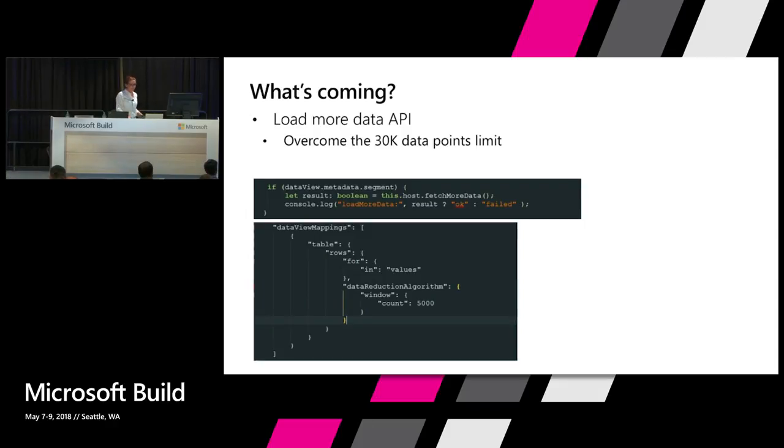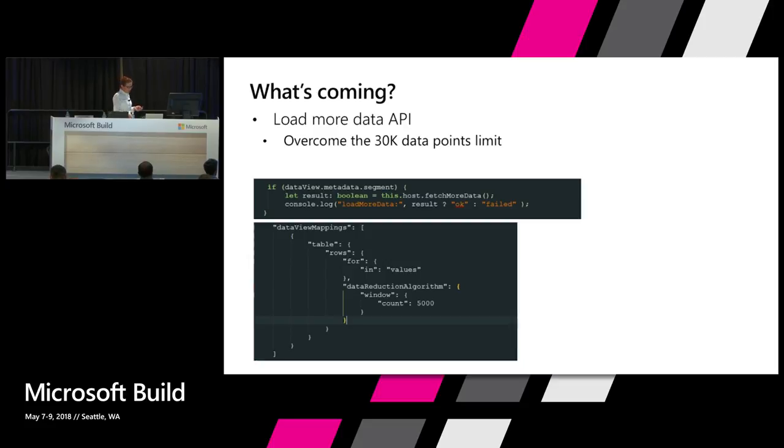So what's coming to custom visuals? Now we are working on a load more data API. This API is good for 2 reasons. First of all, it overcomes the hard limit that we have, which is 30,000 data points. For example, if you have a custom visual that supports a big list, for example, zip codes or maps or names of citizens with IDs, you probably need more than 30,000 data points. So this is good for you.